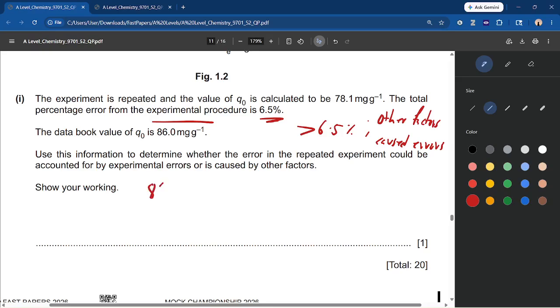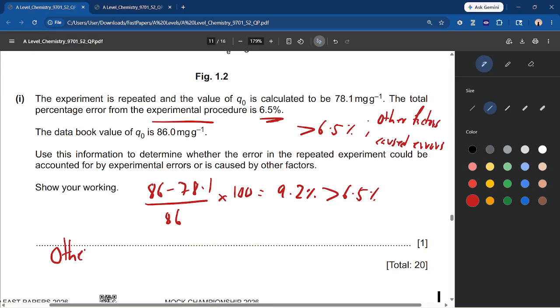So 86 minus 78.1 divided by 86 times 100, and that's going to come out to 9.2%, which is greater than 6.5%. So as it's more than that, we're going to say that other factors contributed to the error. And that's that. That's the paper.